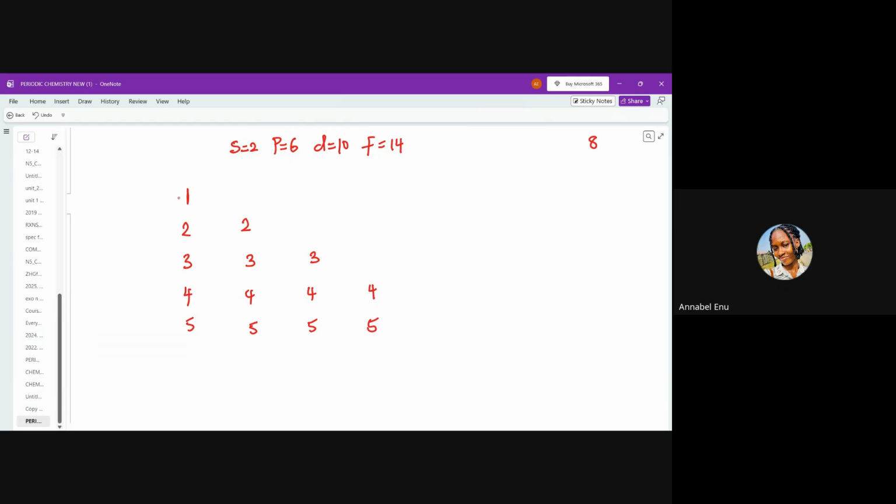Now, the Aufbau model is this: 1, 2, 3, 4, 5, 2, 3, 4, 5, 3, 4, 5, 4, 5.